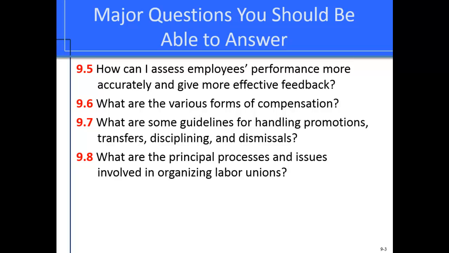We move on to section 9.7, which is over managing promotions, transfers, discipline, and dismissals. You should be able to answer this question after you read this. What are some guidelines for handling promotions, transfers, disciplining, and dismissals of employees? And we conclude the chapter with section 9.8, which is over labor management issues. And the major question we ask ourselves after reading this part is, what are the principal processes and issues involved in organizing labor unions? So that's a breakdown of what we'll be going over in chapter 9. Let's go ahead and take a look at the first part.